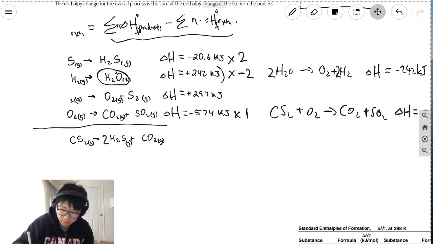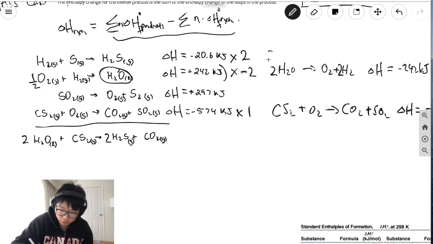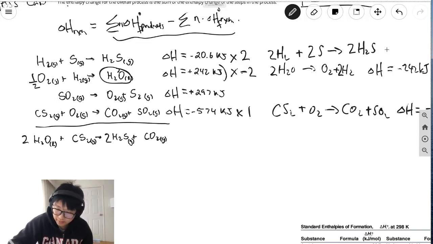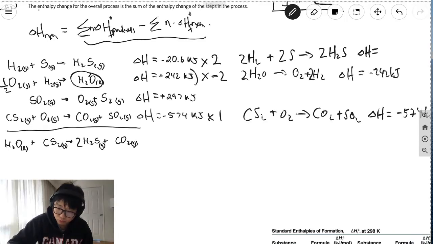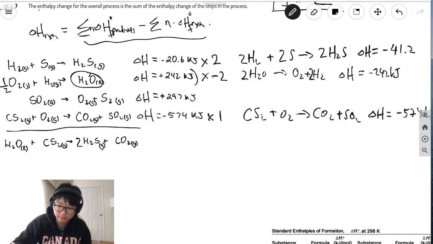So that means we're going to have 2H2 plus 2S giving you 2H2S. And does that change my delta H value at all? Yes, you have to multiply by 2. So what do I get? Yep, negative 41.2. We didn't flip it, so the sign stays the same.